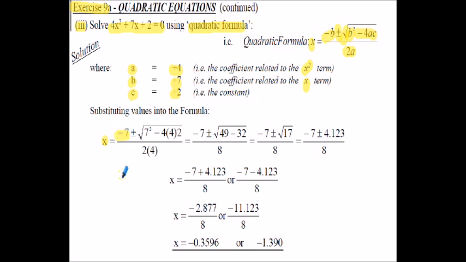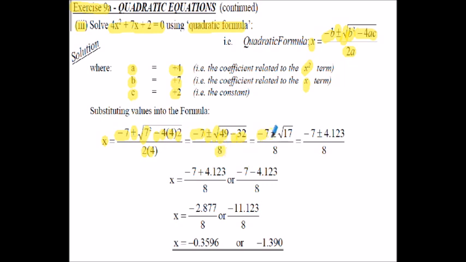So that will be, in this case, minus the plus 7, so minus 7. Plus or minus the square root of b squared, so that's 7 squared, minus the 4 times the a, which in this case is 4, and the c, which is 2, all divided by 2 times the a, so that's 2 times 4. The rest of the process is now evaluation. So next step, minus 7 plus or minus, 7 squared is 49, take away 4 times 4 times 2 is 32, all square rooted, all divided by the 2 times 4 is 8.